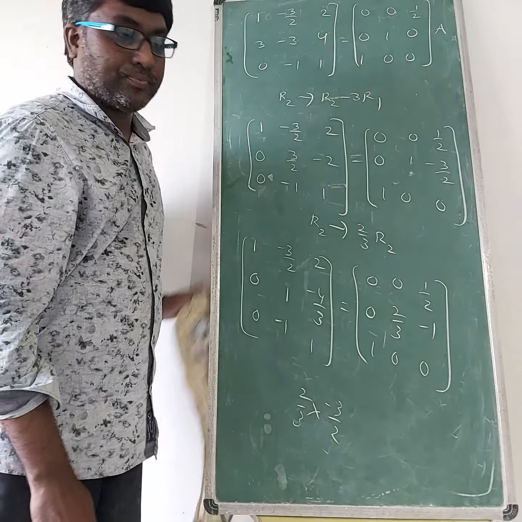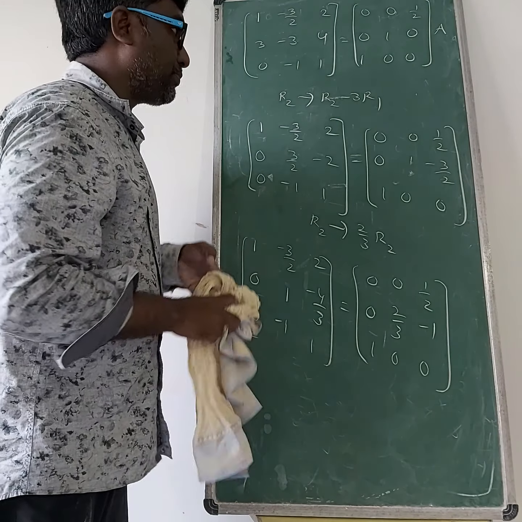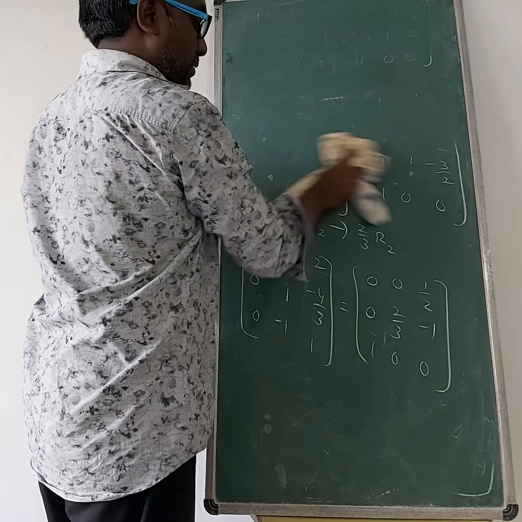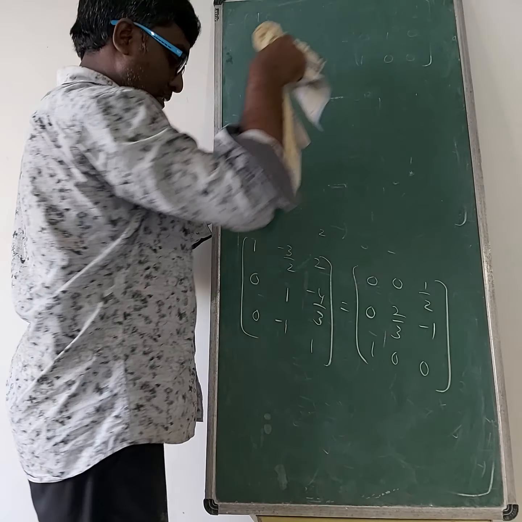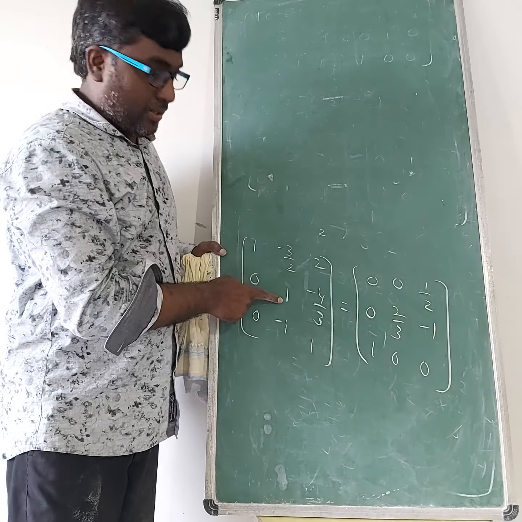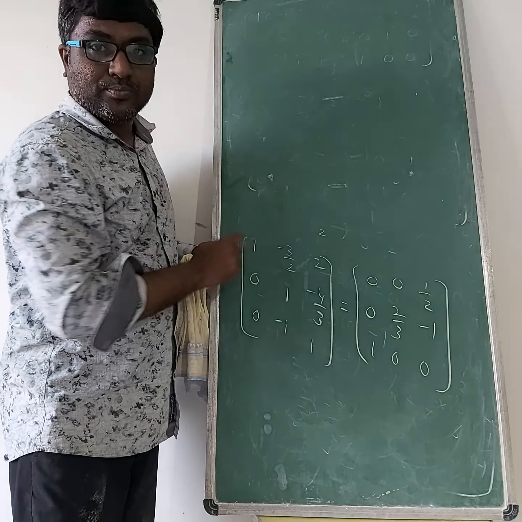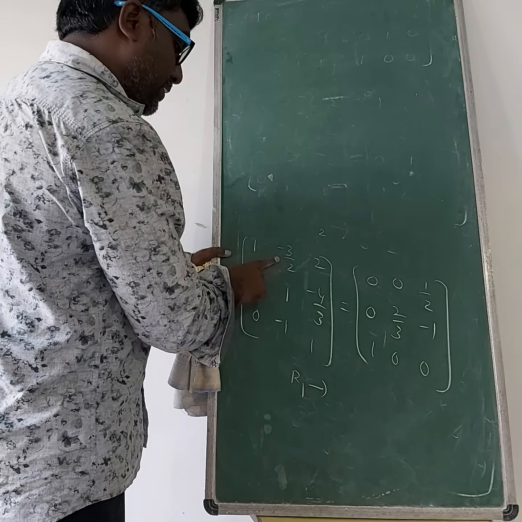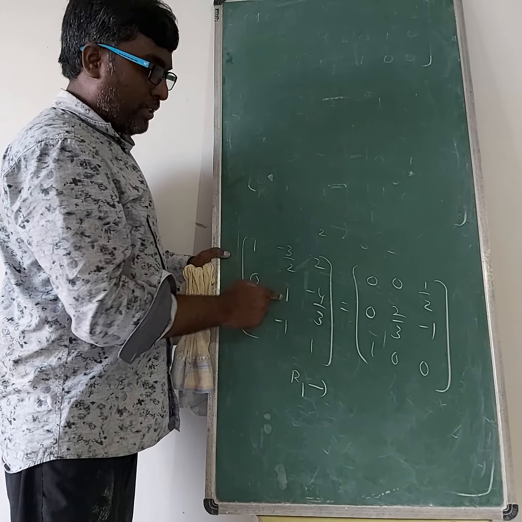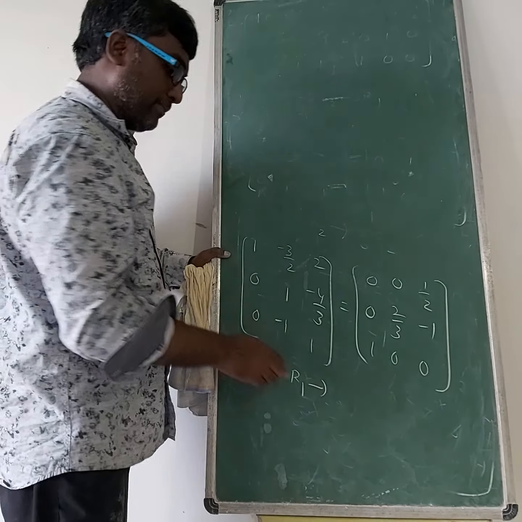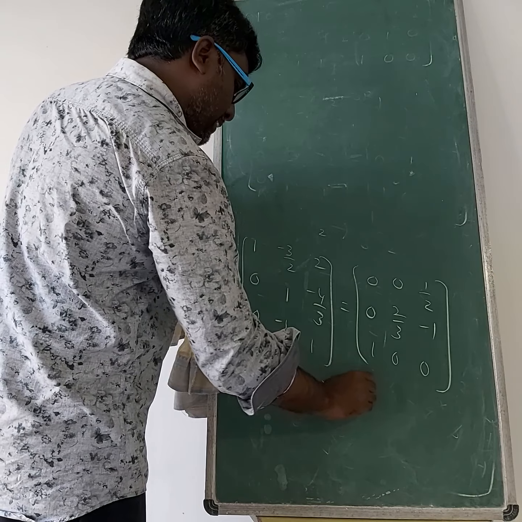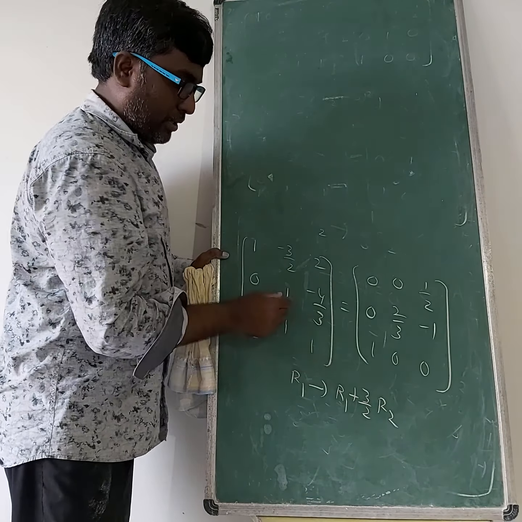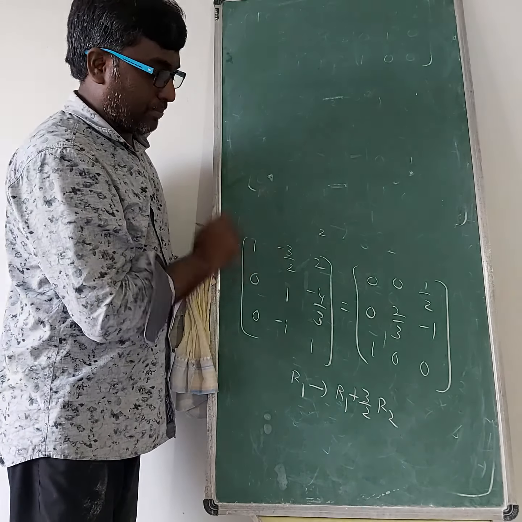1 0 0. Now using this element, you make these two elements 0. How can I make this one, meaning R1, 0? I will change it by multiplying this row with 3 by 2 and adding here: R1 plus 3 by 2 R2. Here 3 by 2 into 1, 3 by 2 minus 3 by 2, 0 will come.